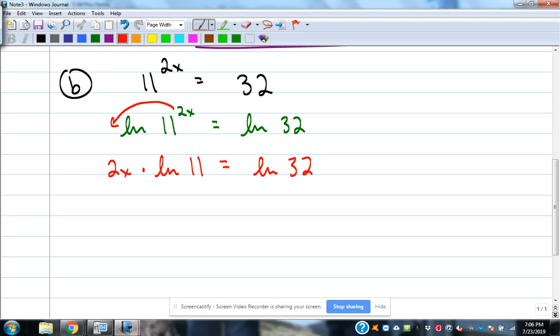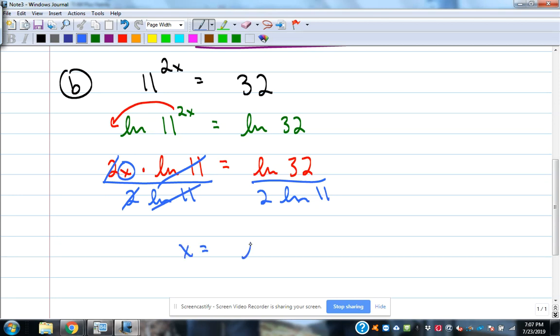So this one looks a little different. It's the same idea though. 2x times the natural log of 11. Well, what part are we trying to get by itself? X, right? So we're going to divide by everybody that's not x. So we're going to divide everybody by 2 natural log of 11. That's going to cancel the 2 and cancel the natural log of 11. That's leaving us x by itself. Natural log of 32 over 2 natural log of 11.